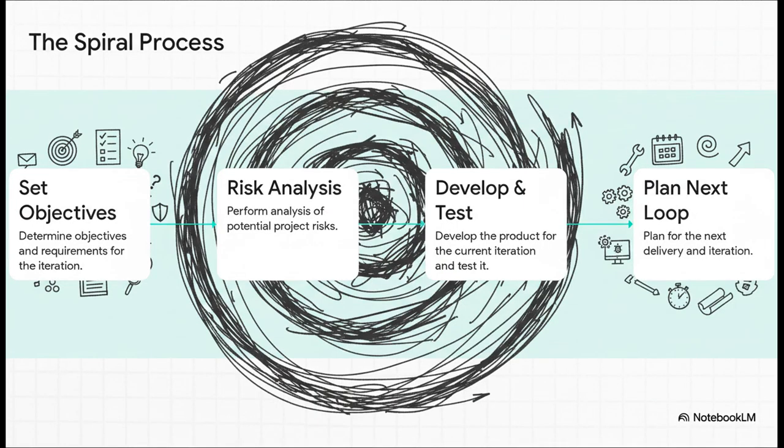So, every time the project goes around the spiral, it hits these 4 checkpoints. First, you figure out your goals for this specific cycle. Second, you analyze everything that could possibly go wrong. Third, you actually build and test a piece of the system. And finally, you plan out the next loop. This lets the project grow and evolve while you're constantly keeping an eye on and reducing risk.